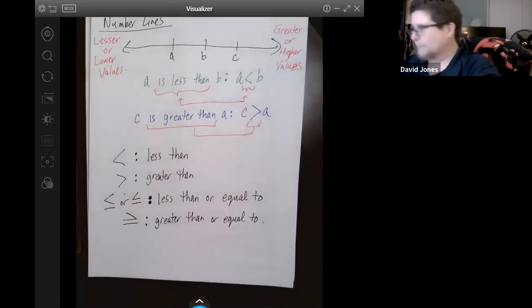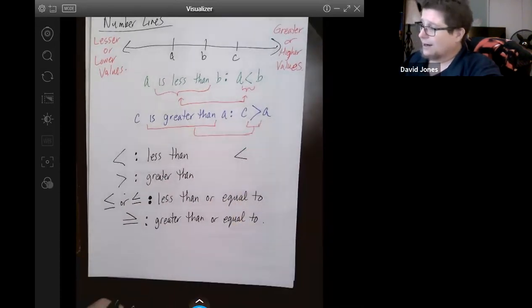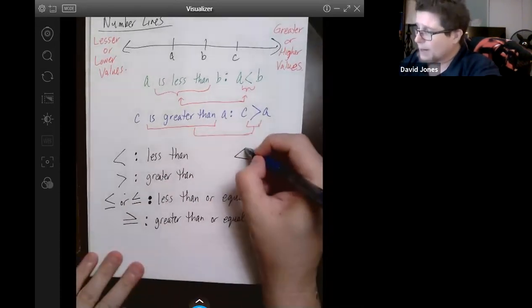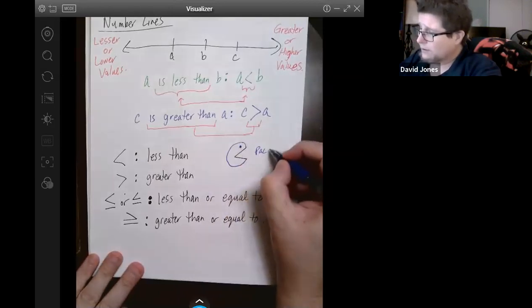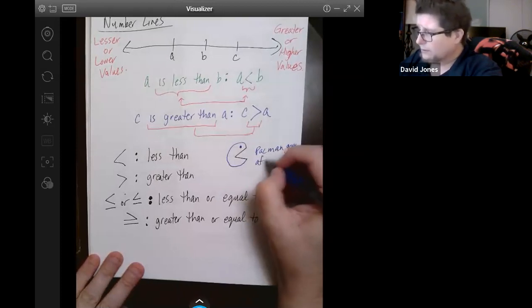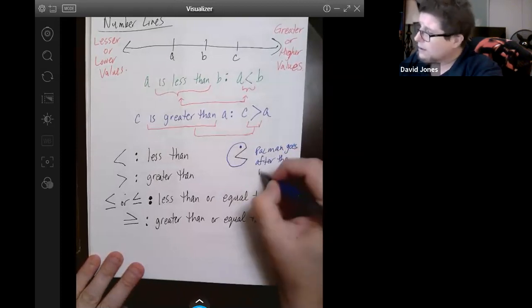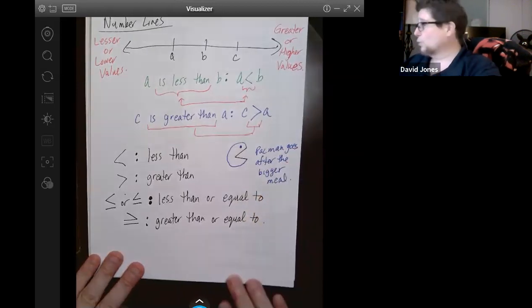Now, if you've ever played Pac-Man, there's a handy way of doing it. I like to treat this like Pac-Man. And Pac-Man goes after food. Goes after the bigger meal. He likes power pellets over regular pellets. That's an old game, I know.